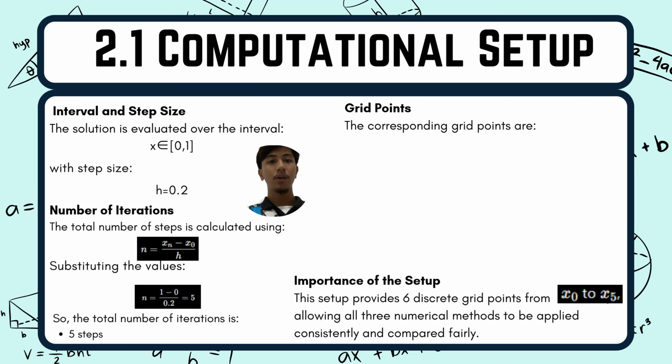I will continue with the number of iterations. So the total iteration is 5. The total grid point is 6. The total number of iterations n is calculated as follows: 5 steps. Next, grid points. This choice of step size yields 6 discrete grid points, x0 through x5, ensuring a comprehensive comparative analysis of the truncation error across all three numerical frameworks without unnecessary algebraic redundancy.